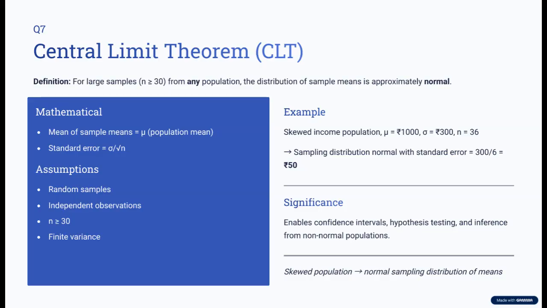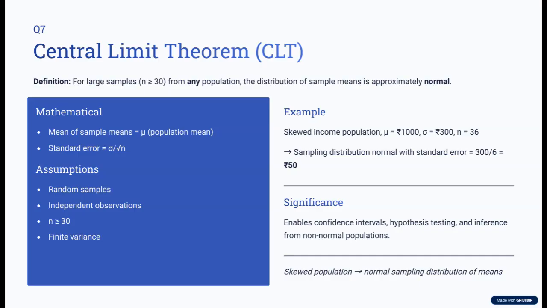Now you can use normal distribution to say things like, the probability that the sample mean is within 100 Indian rupees of the true population mean is about 95%. Because 2 times standard error equals 100 Indian rupees. You can construct a confidence interval and perform hypothesis tests. Diagram depicts the skewed population distribution, long tail to the right, and next to it a normal distribution of sample means. That is the magic of CLT.